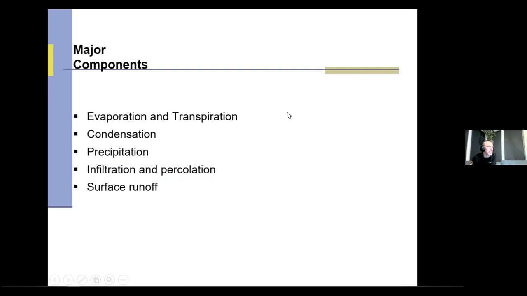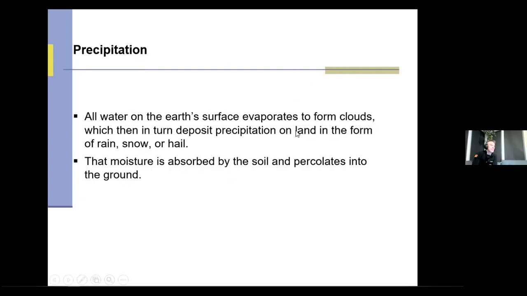Let's talk about these a little bit more. Again, pretty easy. All Earth's surface evaporates to form clouds. That's part of the cycle. And it comes back as precipitation. That moisture is absorbed by the soil and percolates into the ground. Eventually, it could also go runoff and it joins up into your surface water.